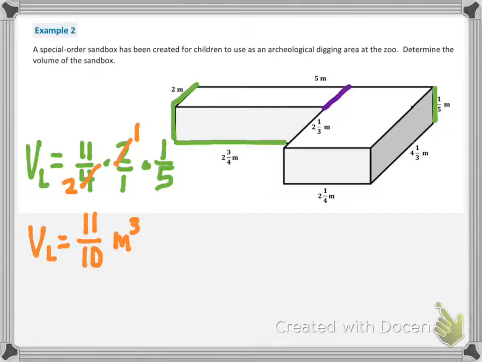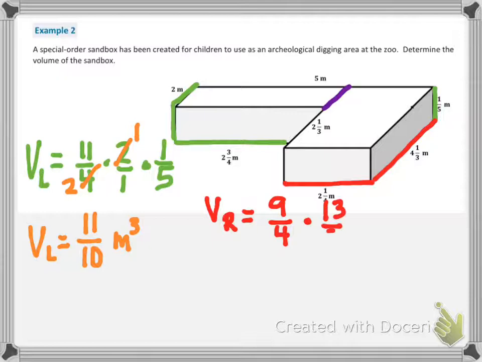And now let's work on the right. The volume of the right side is, well, I need this length. That's 9/4 meters times the width is going to be here. That's 4 1/3. That's 13 thirds. And then the height is the same. It's 1/5. So there we have those. And then let's see if we can simplify. Yeah, I can simplify there.